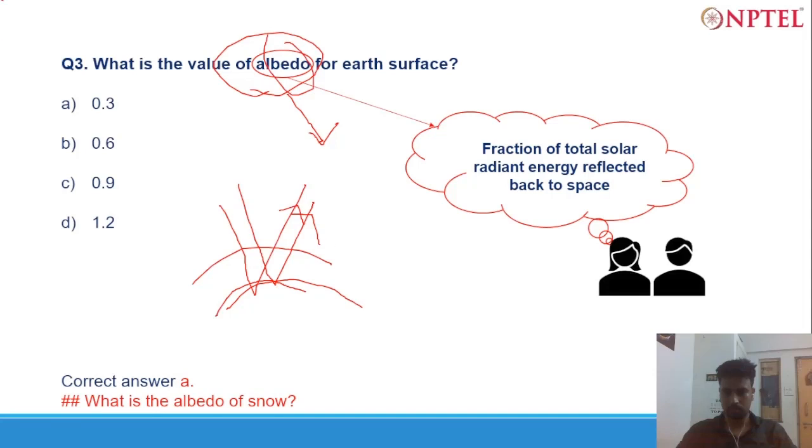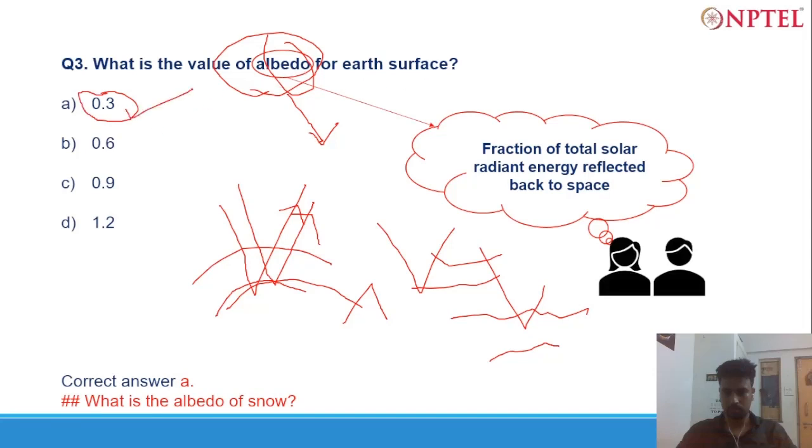This albedo value is different for different materials. Like on Earth, we see that there are mountains, there is sea, there are rivers, there are forests. So everything will have a different albedo value. Combining all these things, we get a certain value, that is 0.3. Earth reflects on average 30% of the total solar energy back to space. So the albedo for Earth is 0.3. And a follow-up question regarding this.